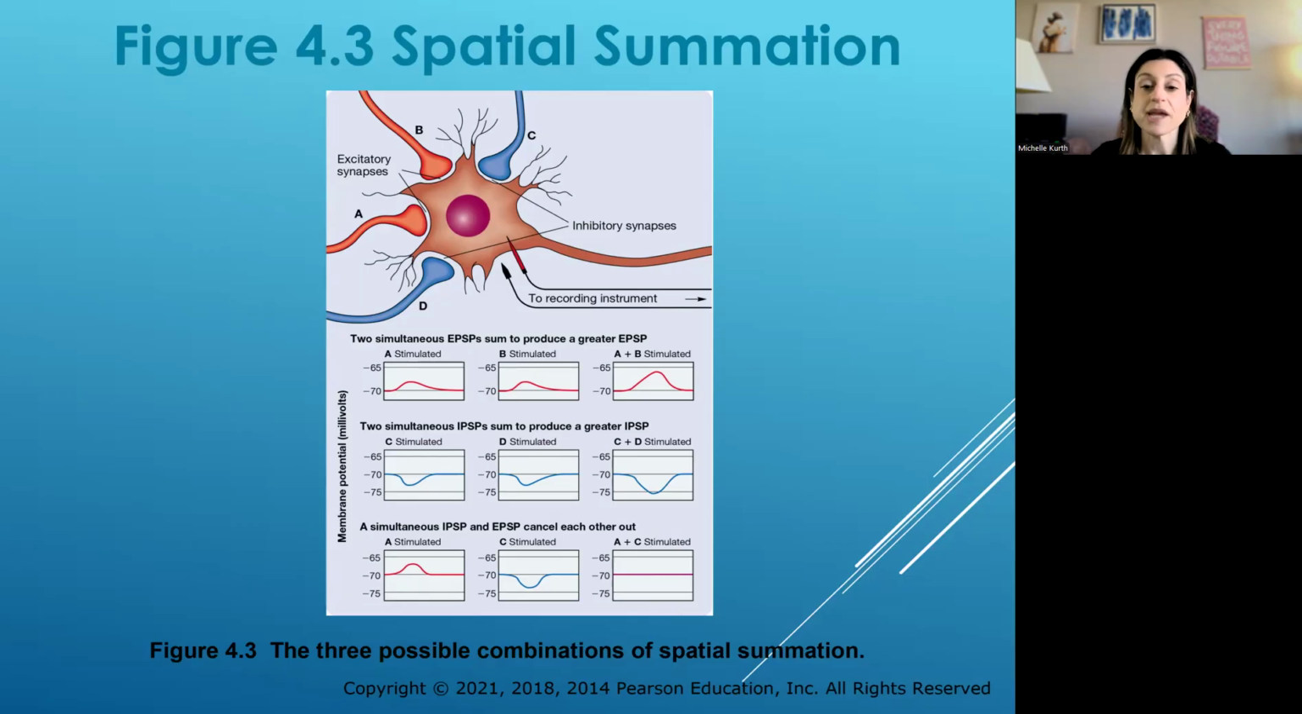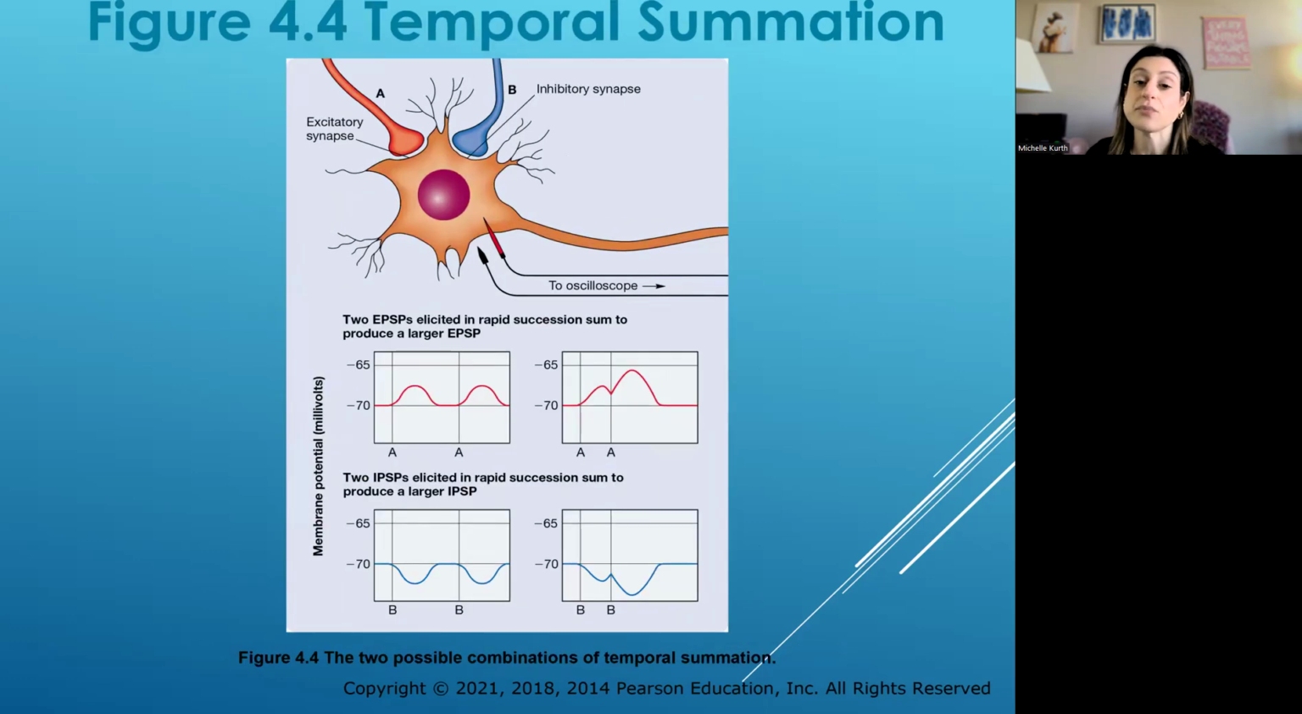So spatial summation is all about the location. It's all about the timing. Multiple inputs happening at once can actually push the neuron closer to firing, further away, or cancel each other out completely. Now let's go to the temporal summation. Again, it's a little different. This one is all about timing.